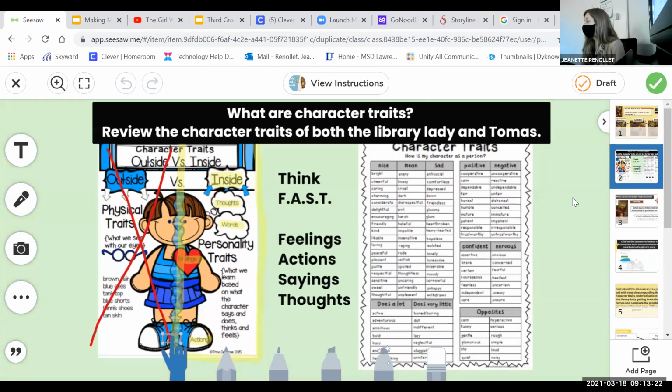Here are our notes on character traits. Make sure your eyes, ears, and brain are focusing on the teacher. Practice mindfulness. I want us to think about some words that describe the characters in the story. Are you ready? Using your notes on slide number 2, I want you to find a character trait that describes Tomas. Find a character trait that describes Tomas and put it in your head.